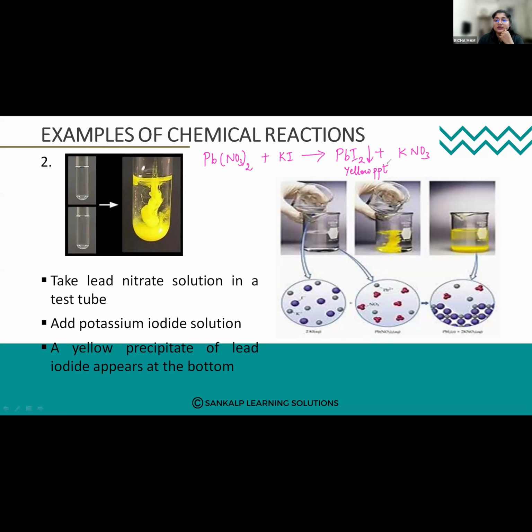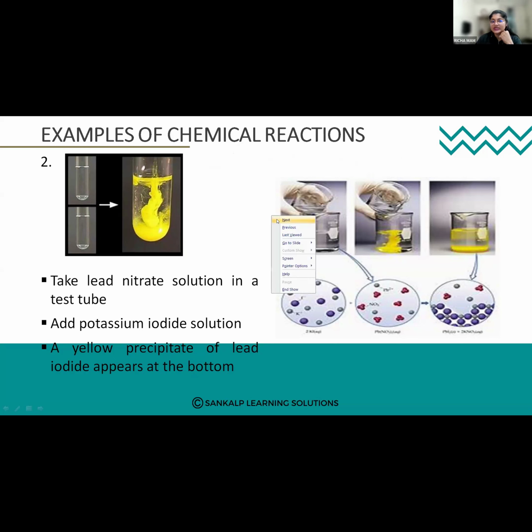PPT is an insoluble substance, which will settle down at the bottom. You can see. So it is an insoluble substance. So this is a chemical reaction. So how is this chemical reaction occurring? By a chemical change. So what is the chemical change which is observed? Change in color. So this is a second example of your chemical reaction.